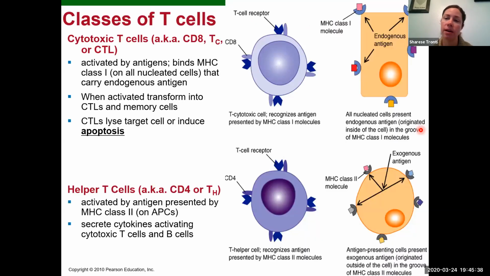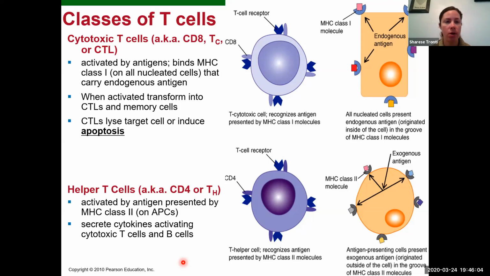Now there's two main types of T cells. CD4 or helper T cells. We've already talked about these. Remember, they're activated by the antigen presenting cells, specifically activated by the MHC class II on those antigen presenting cells. And they are going to help to activate the cytotoxic T cells and the B cells.